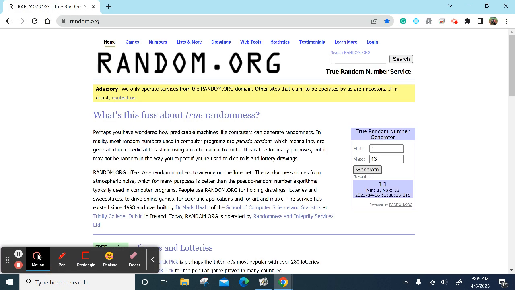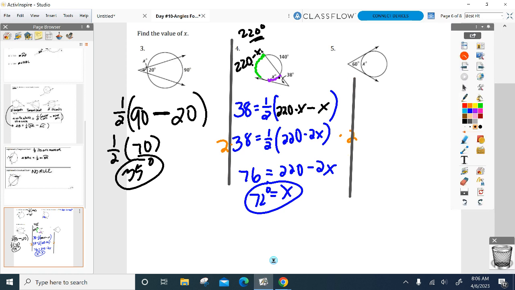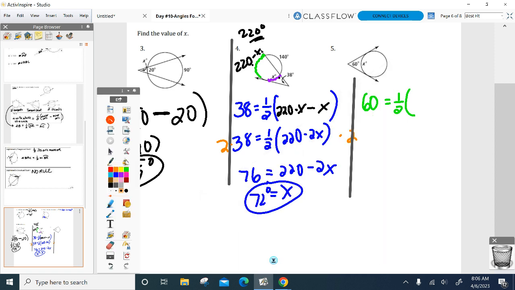60, inside or outside? Outside. So here we go. You know how I found it. 60 was equal to 1/2 the major arc minus the minor. I always do that. Major minus minor. And look, the minor is X already, so it's got to be minus X.